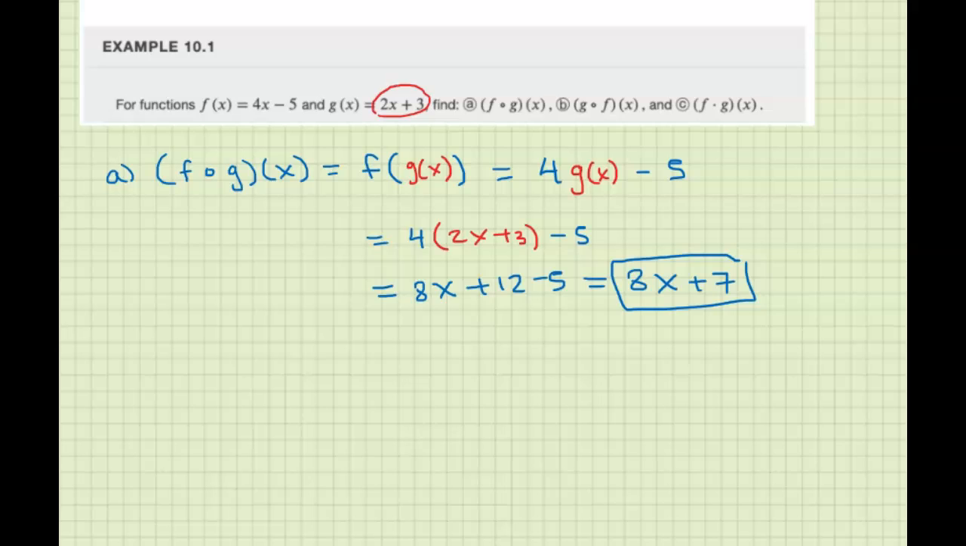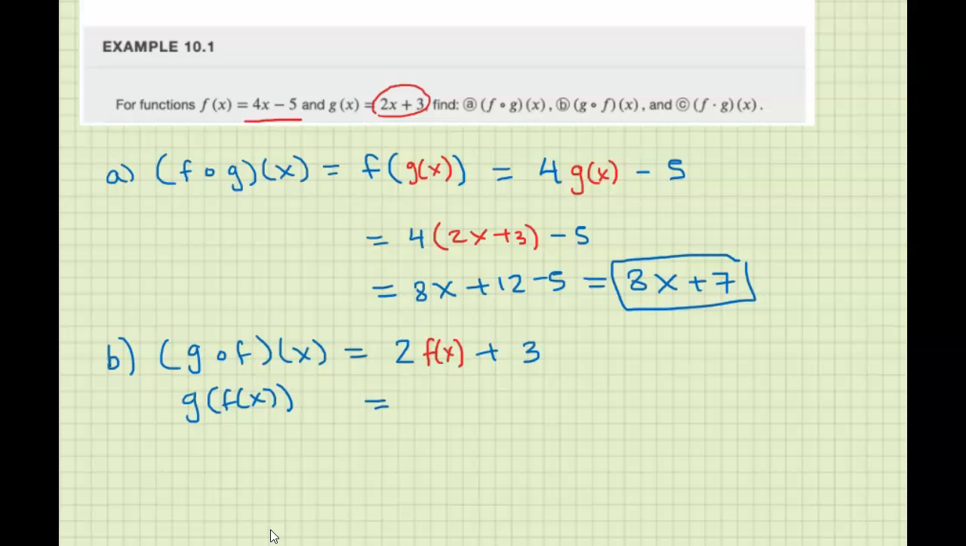This is called function composition. You're composing two functions. All right, let's do part B. Part B says find g of f of x. So you're doing it the other way. You're starting with the g function, which is 2x plus 3, and you're plugging the f equation into the g equation. So you get rid of the x, and you replace it by f of x.